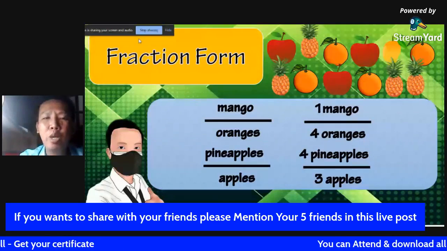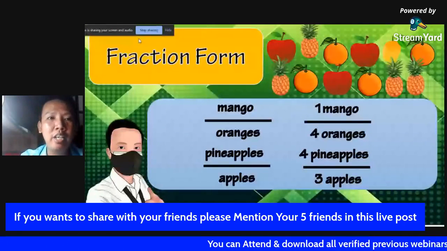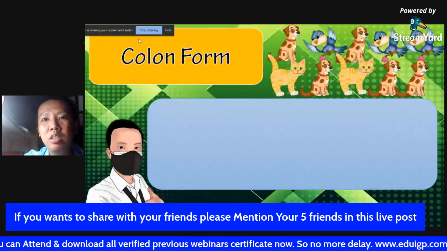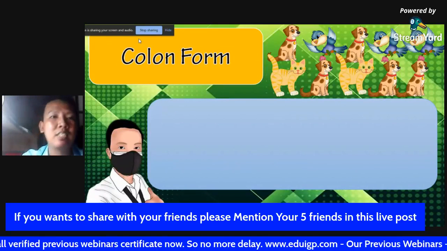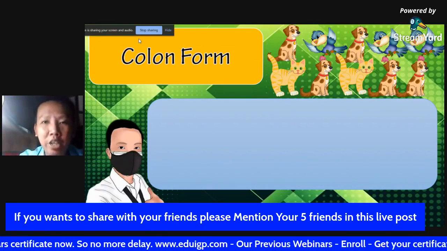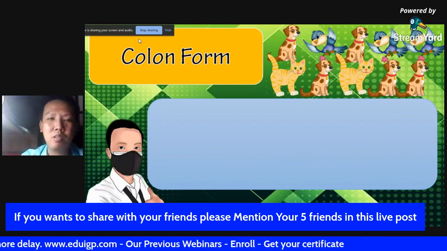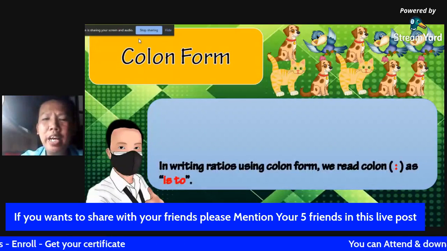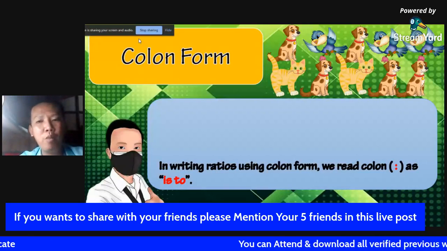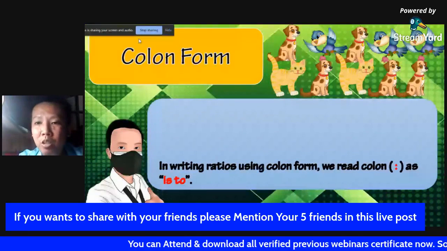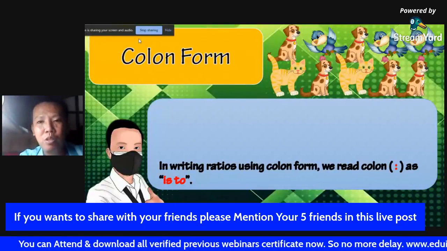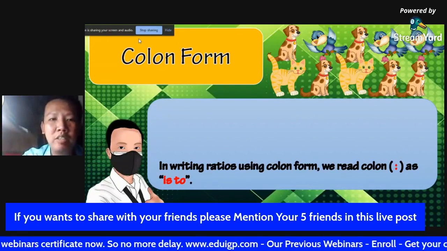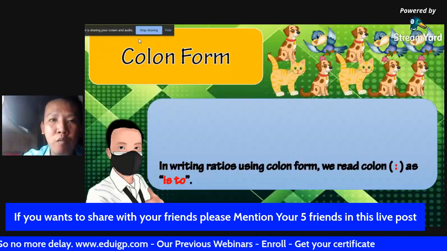And finally, we can also write ratio using the colon form. In this case, I have different pets. I have dogs, birds, and cats. Now, let's create a ratio using these animals or pets. Remember, in writing ratios using colon form, we read colon as "is to." So please take note of that, to our viewers or participants. The colon is read as "is to" when we use colon form in writing a ratio.